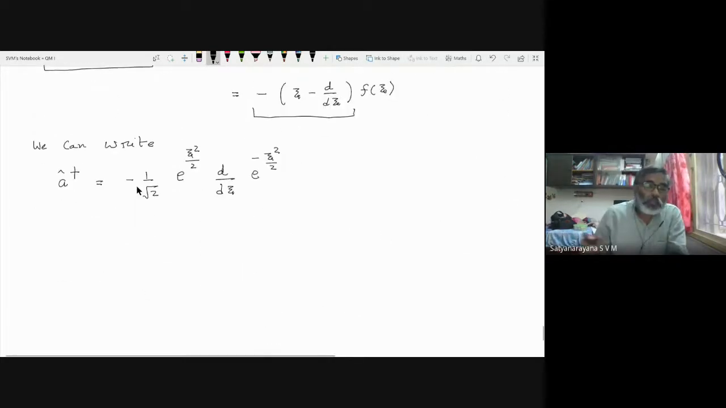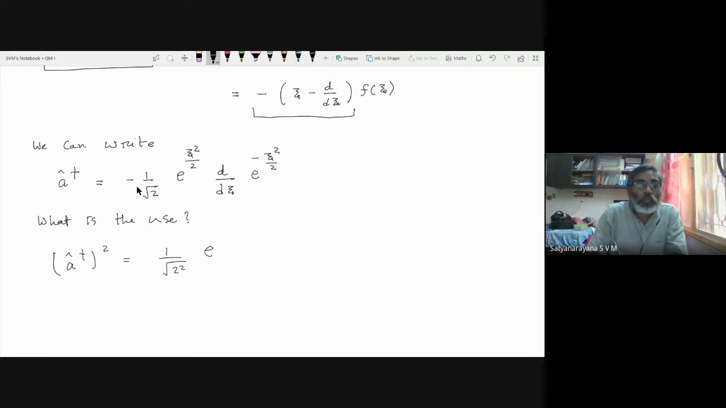Now, what is the advantage of this one? What is the use? The use is the following. Suppose I ask what is A dagger square? A dagger square will be equal to 1 by square root of 2 squared, into minus it will become plus. So you have e to the power xi square by 2 d by d psi into e to the minus xi square by 2. This is one A dagger. The other is e to the xi square by 2 d by d psi into e to the minus xi square by 2.